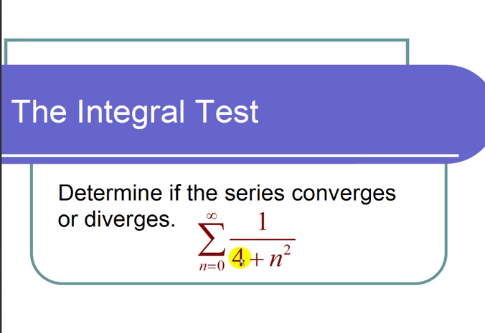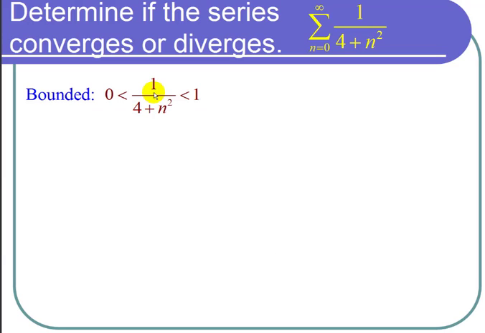So I know that 1 over 4 plus n squared, if n is at least as big as 0, is a positive number. And I also know that 1 over 4 plus n squared is a fraction whose denominator is at least as big as 4. So what we can say is that 1 over 4 plus n squared is greater than 0, and it's also less than 1 because the denominator is bigger than 1. We can say that these terms, 1 over 4 plus n squared, are bounded by 0 and 1.